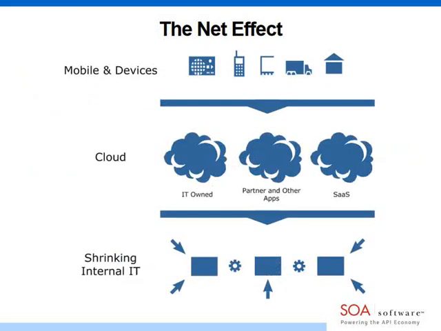So let's take a little bit of a look at the net effect, or the way that I like to look at the net effect. At the bottom you have fundamentally what is a shrinking internal IT department. You know, the number of systems are bound by the boat anchors that exist within IT, which is typically data sources and security mechanisms. But what we're seeing is that the emergence of cloud is creating IT-owned systems within the cloud. It's creating a whole new set of partner and other applications in the cloud. And then, of course, there's all the software as a service that the business is signing up to. So what you're seeing is an inverse hourglass.